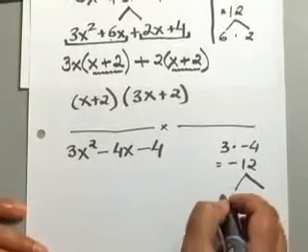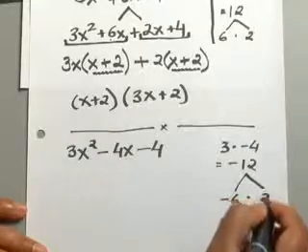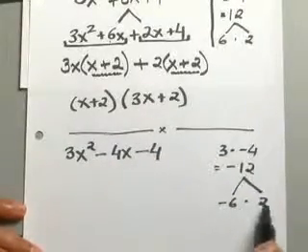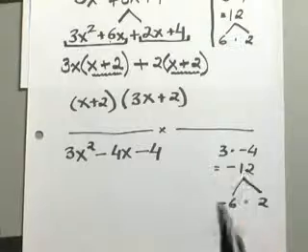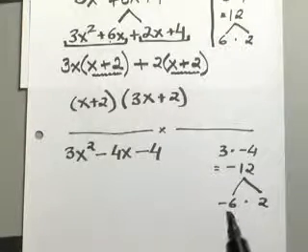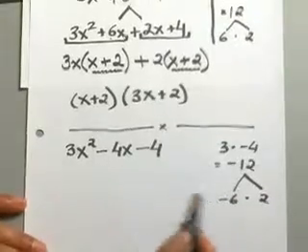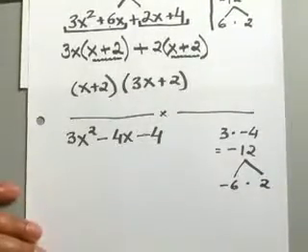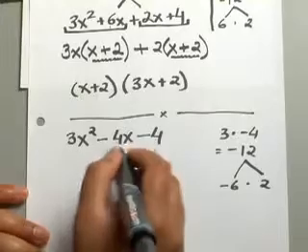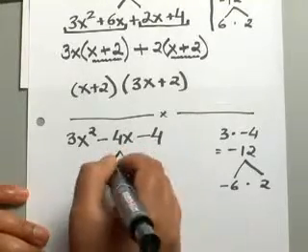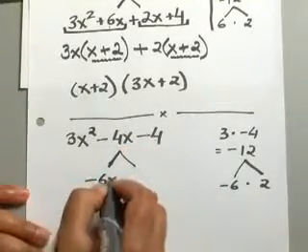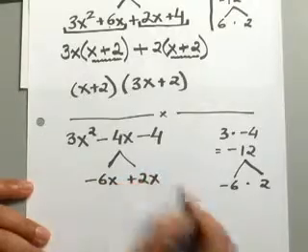Let's see, how about maybe a negative 6 and a positive 2. When you multiply negative 6 with positive 2, you get negative 12. And when you add negative 6 plus 2, you end up with a negative 4. So this will work really well for our example here. So let's go ahead and split our middle term again with negative 6x plus 2x.